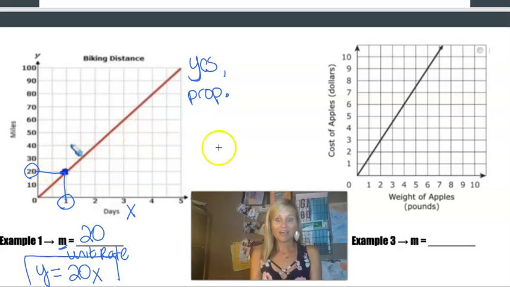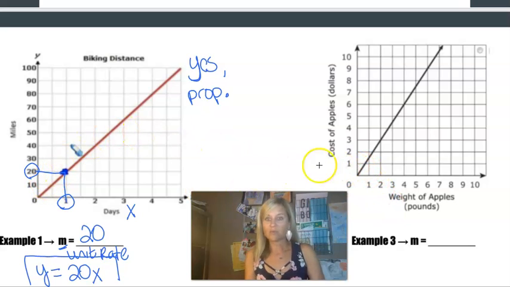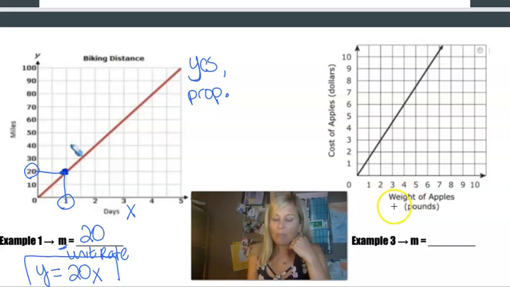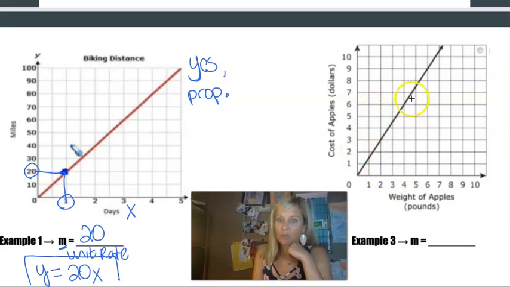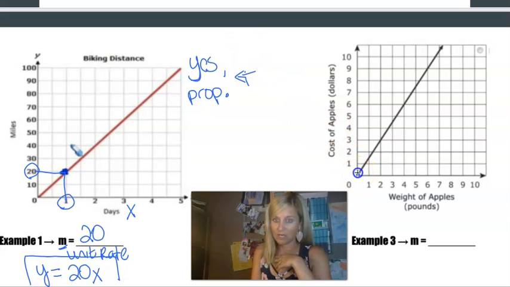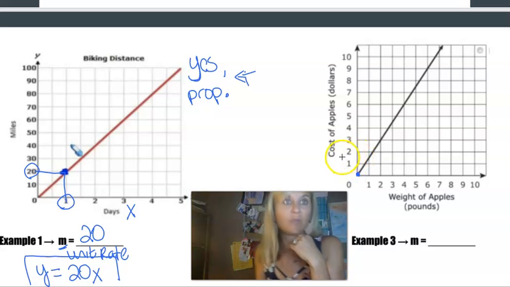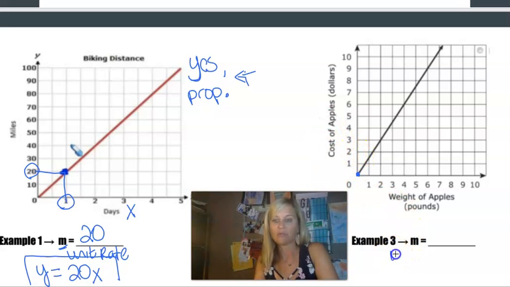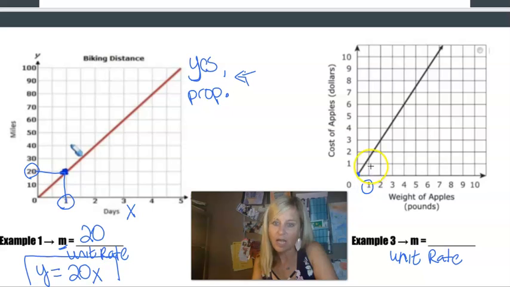All right, over in this one, the cost of apples and the weight of apples. First of all, is this proportional? The answer is yes, it is proportional because it starts at 0. And this one's going to be a little bit different. I need to find my unit rate, or my m, but if I look at the 1 where I start, I notice that this is not exactly perfect.